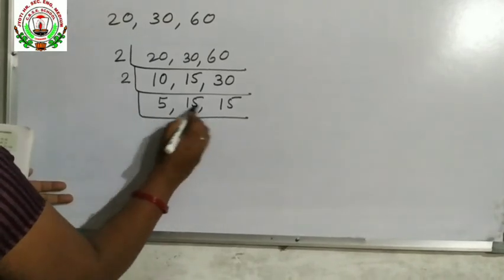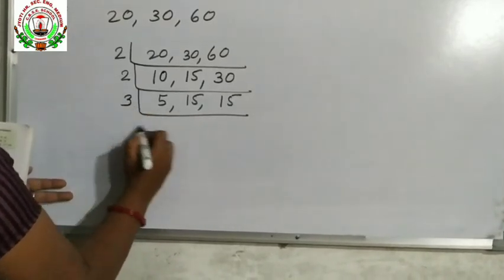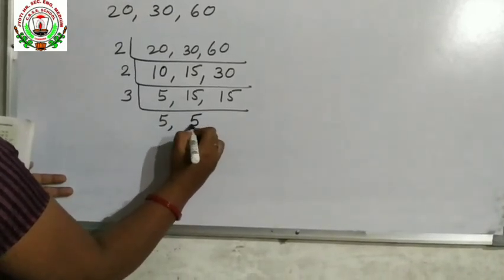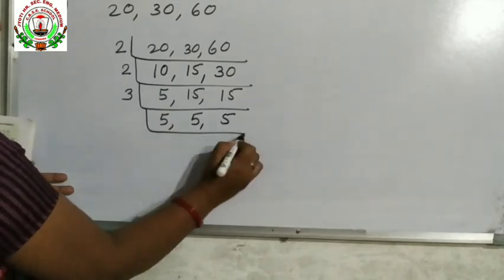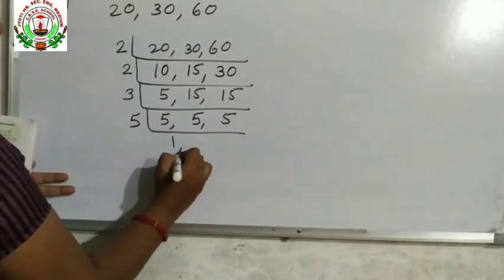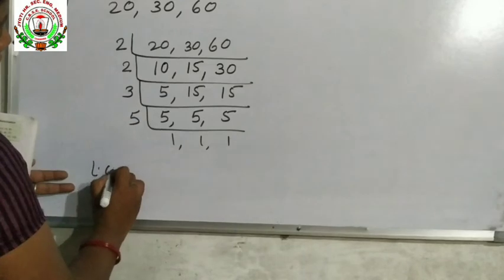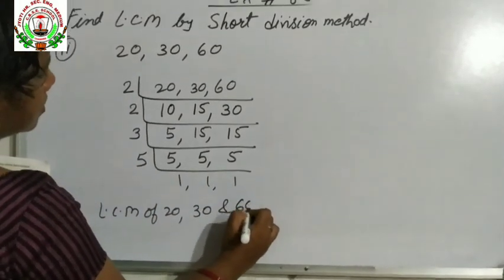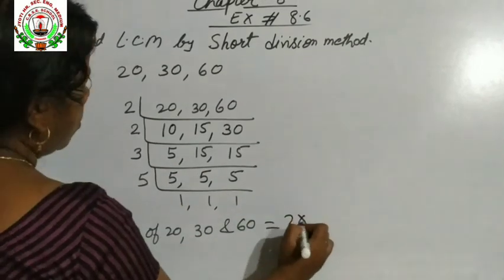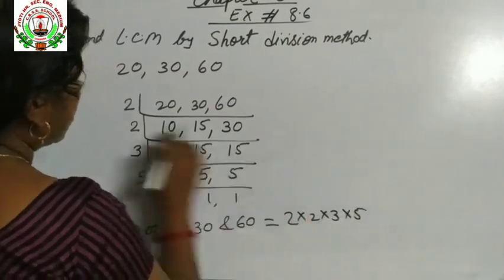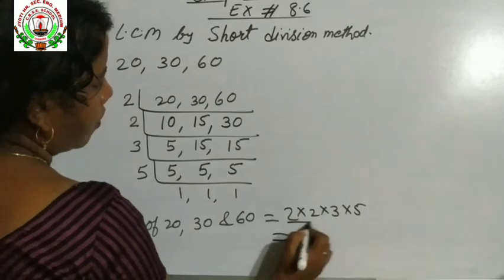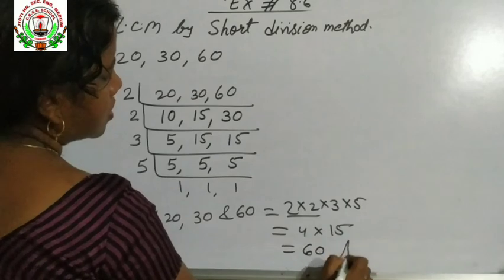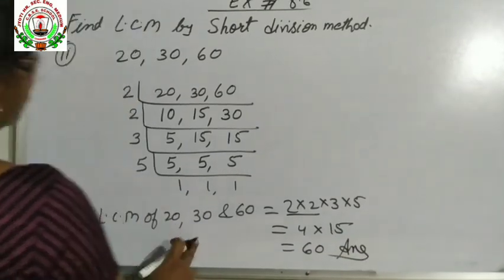Now the next numbers, these are odd numbers, so they are divisible by 3. 5 is not divisible, so as it is you will write it. 3 5s are 15, 3 5s are 15. Now all 5s are divisible by 5. Understood? Now the LCM of 20, 30 and 60 is 2 into 2 into 3 into 5. This you will write in multiplication form. 2 2s are 4, 3 5s are 15, 15 4s are 60. So 60 is the LCM of 20, 30 and 60.